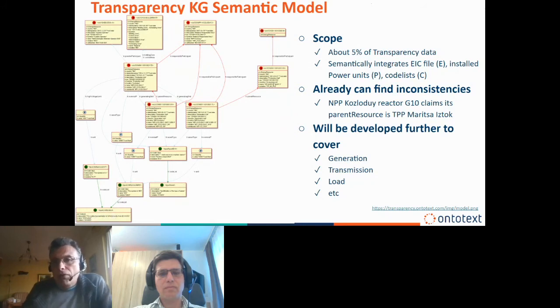And even after integrating just a tiny bit of the data, we found some problems. For example, this and this reactor, they are both linked from the power station using these blue links. And this reactor correctly reports that the parent unit is MPP Kozloduy. But this one has a mistake. It points to the thermal power plant Maritsa Iztok.